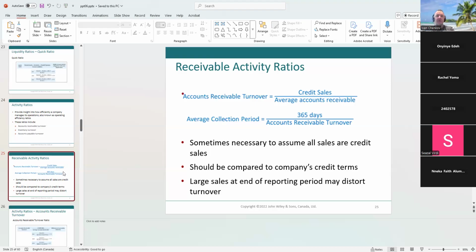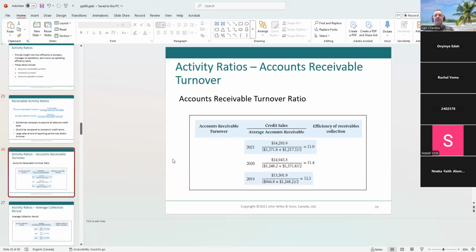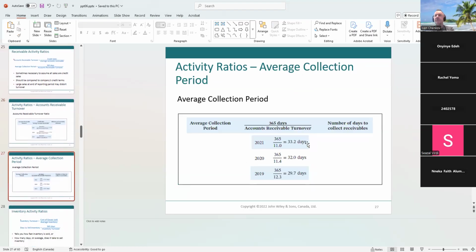That's how you should interpret these numbers. Now let's see how this company performed. First, the number was high, and then slowly started getting low. Where is that going to hit the company? Well, that hit the company directly on the days that they need to collect the accounts receivables. Before, they were collecting the sales in 29 or 30 days, now they're collecting the sales in 33 days.